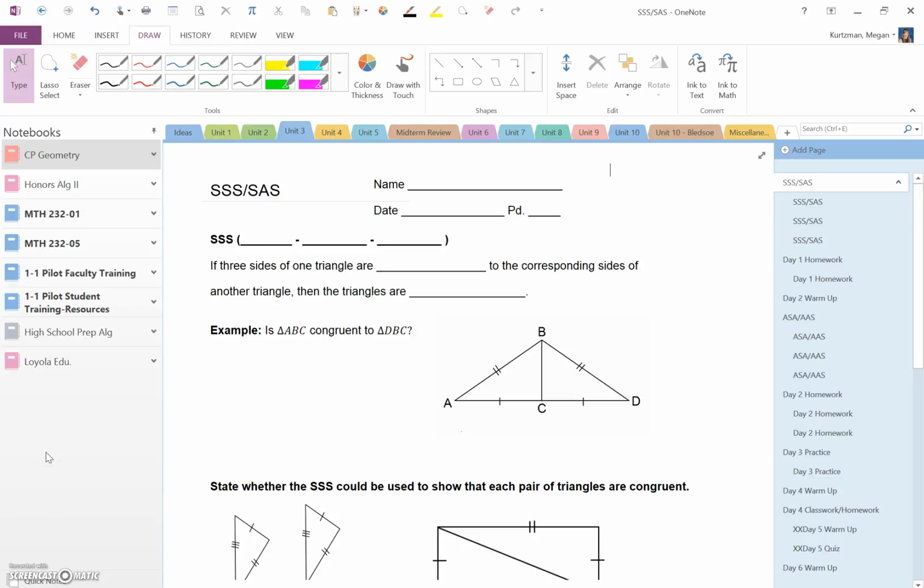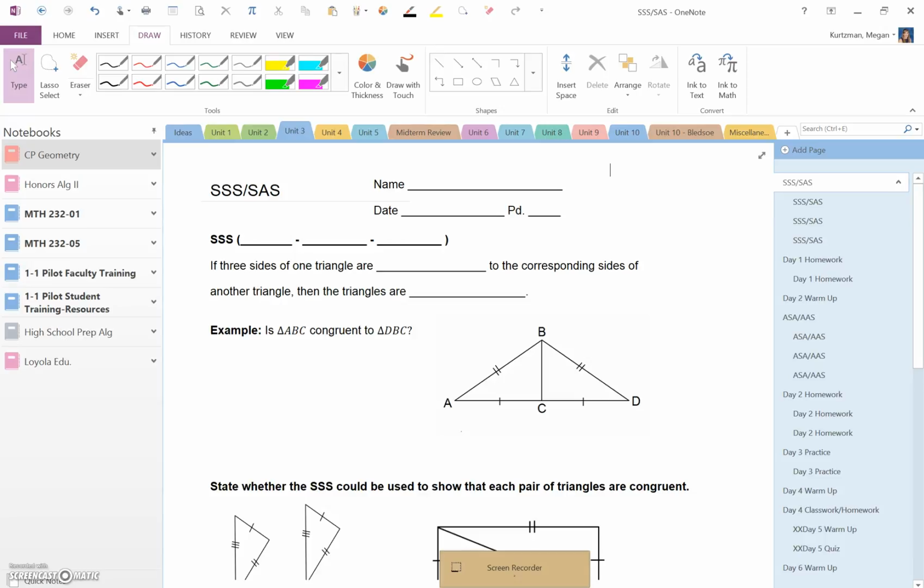So in the content library, you should have a blank note sheet that is titled SSS and SAS. If you just follow along with this screencast, the notes are going to be filled in as I go along with the video. After the video, you can go back and try to fill in your notes on your own, or you can copy the completed notes into your notebook. So we're going to go ahead and get started.